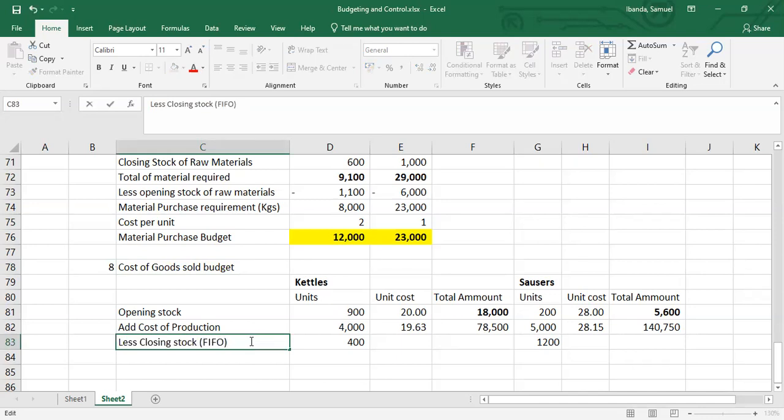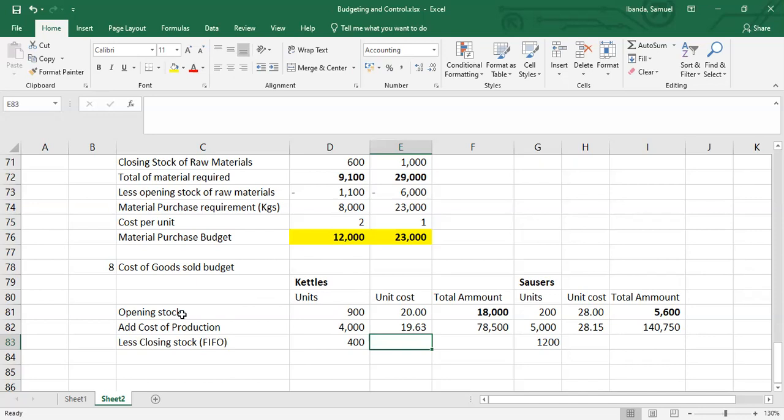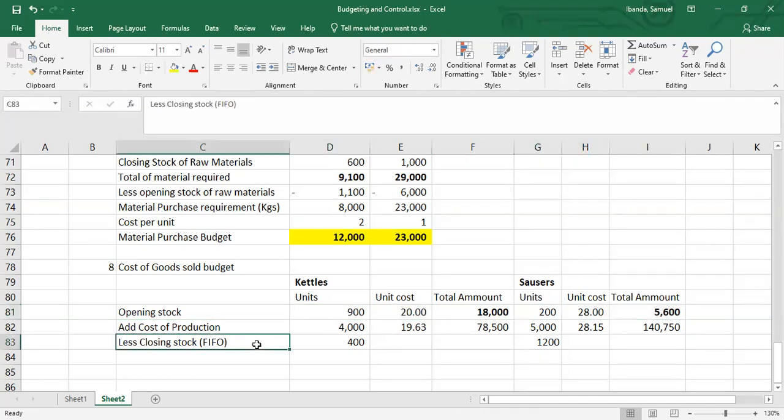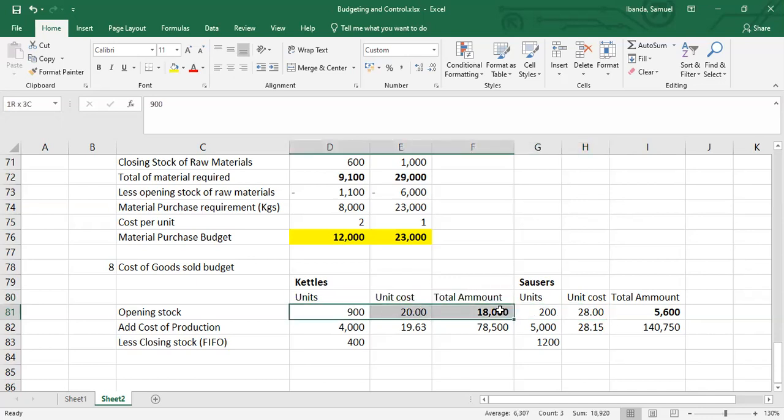FIFO says that we're looking at first in, first out. So this would mean that we make the assumption that all that we started with was sold. Okay, with the concept of FIFO, we shall assume that all the stock valued at 20 and 28 that we started with was sold off, because this is first in, first out. When you look at this, we started with 900, we made 4,000, and we are closing with 400. So ideally, the 400 is within the 4,000.